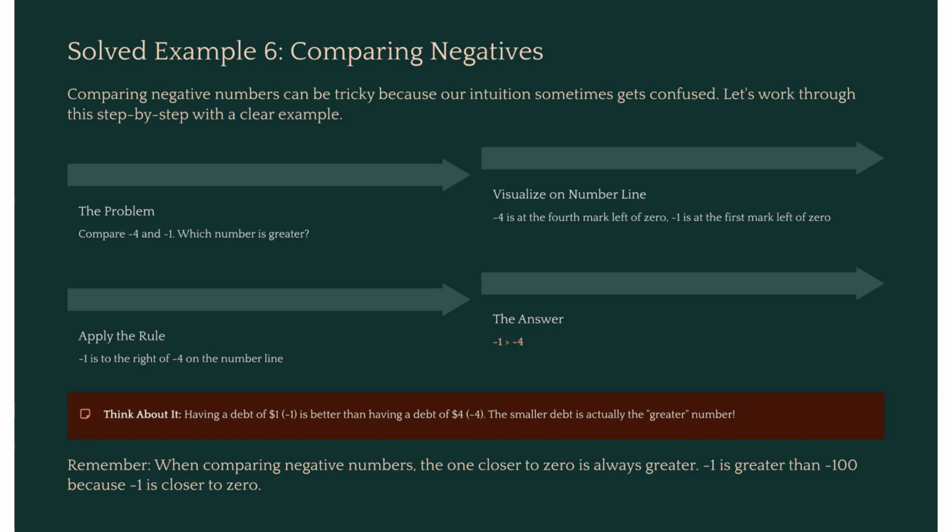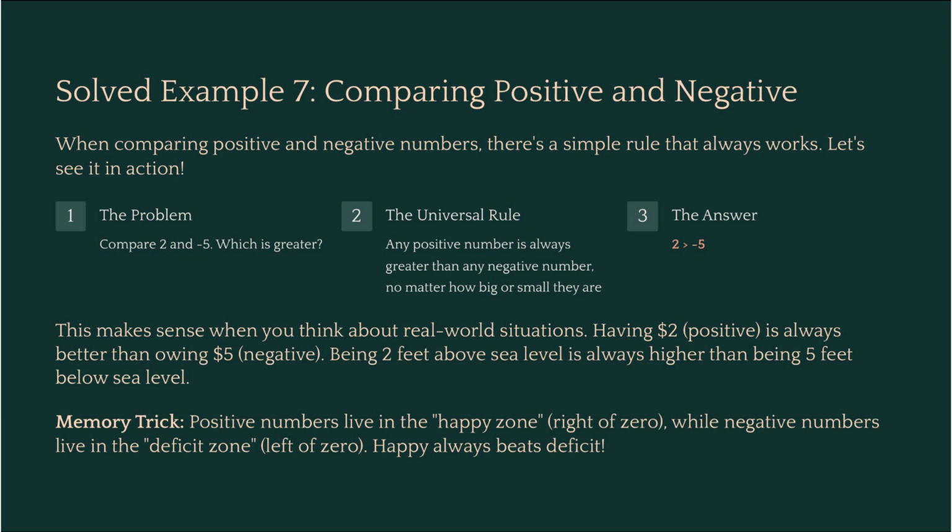The symbol is the greater than sign. When dealing with negatives, remember this key rule. The negative number closer to 0 is always the larger number. Comparing a positive and a negative number, as in example 7, is easy. We compare 2 and -5. Any positive number is always greater than any negative number, because all positive numbers are to the right of all negative numbers. So 2 is greater than -5.